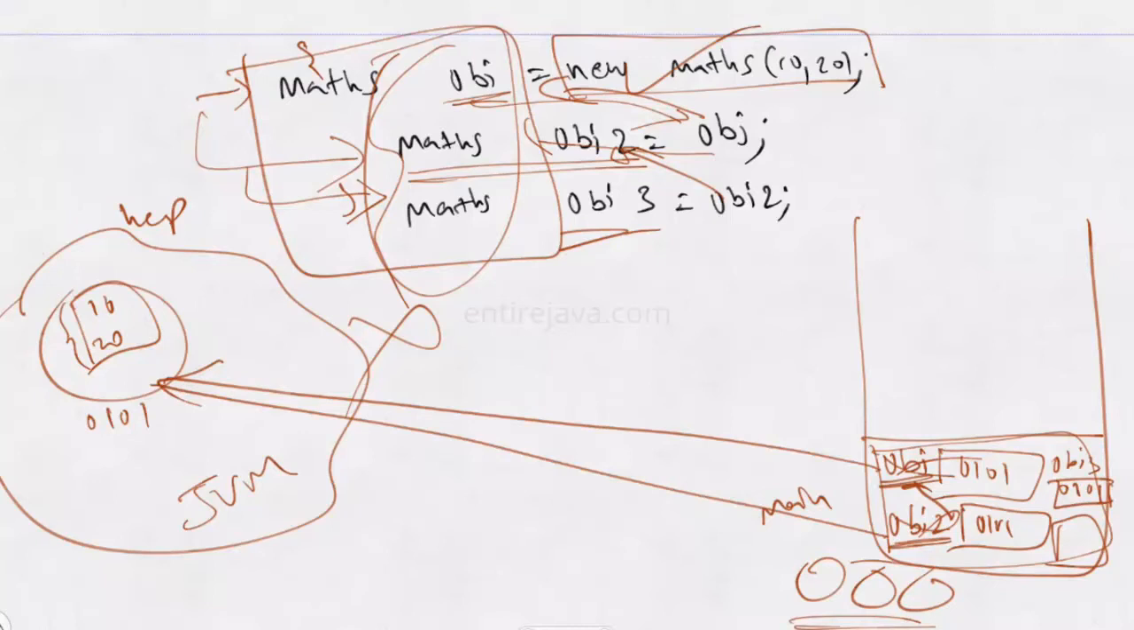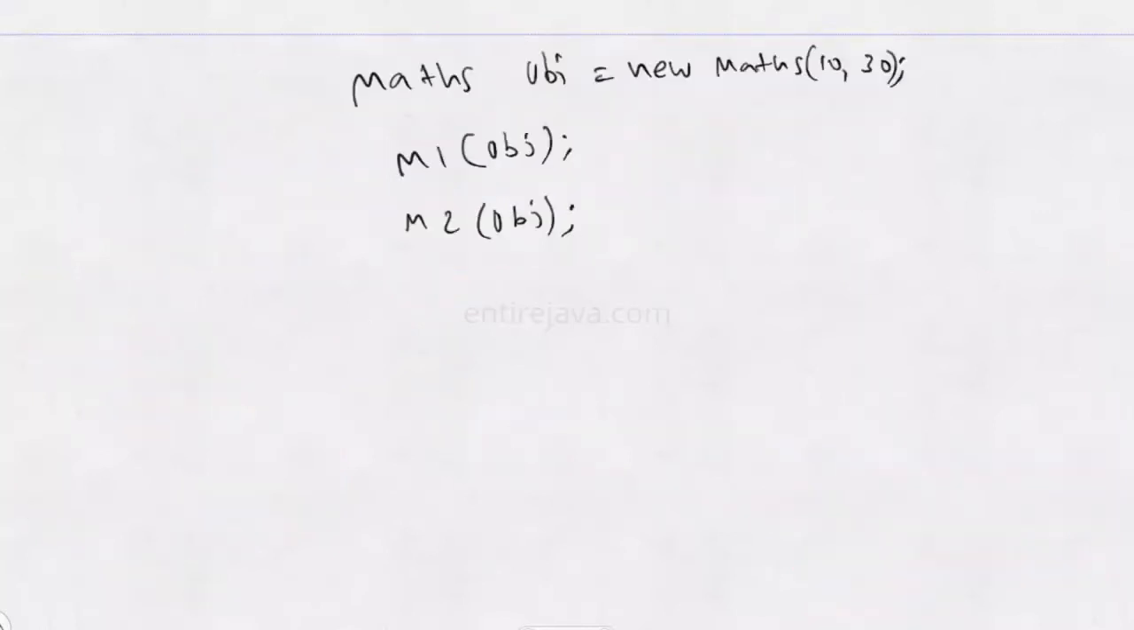So that's reason number two. Let's take a look at one last reason why you want to store objects in heap memory. Take a look at this example. For the sake of example, let's assume there is no heap memory.